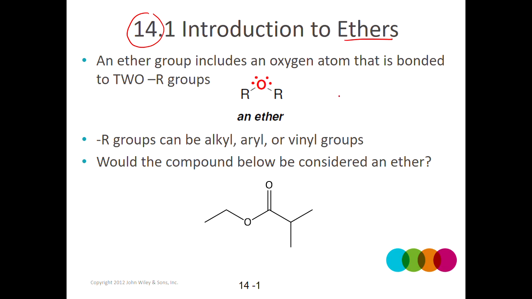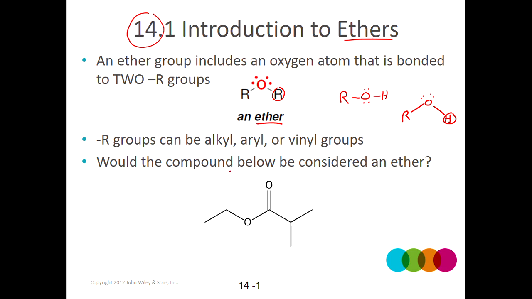We said an alcohol has some kind of carbon group. It could be an alkane, an alkene, an alkyne, bonded to an OH. And really, we should probably write that like this because we know the oxygen doesn't have a linear geometry, it has a bent geometry. And so an ether is like an alcohol, except we're replacing the hydrogen of the alcohol with another R group. The two R groups could be identical, they could be different R groups, but they have to be R groups for it to be considered an ether.